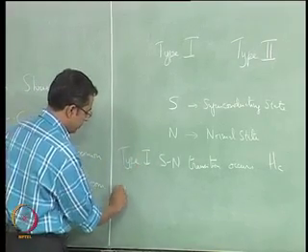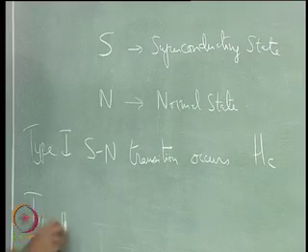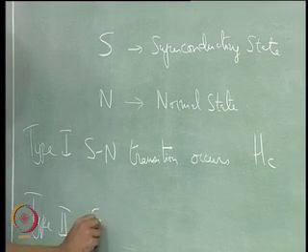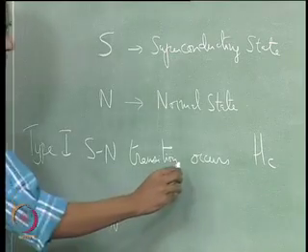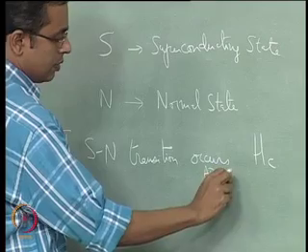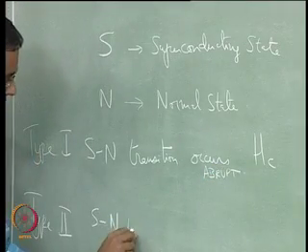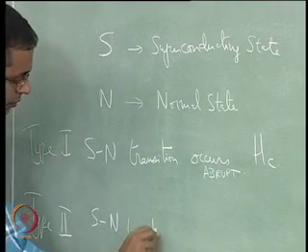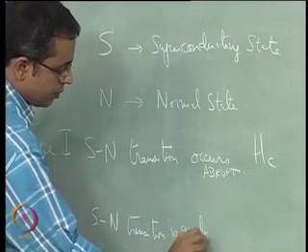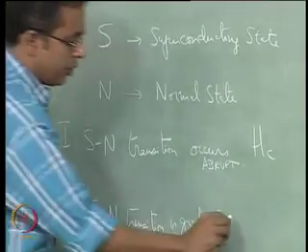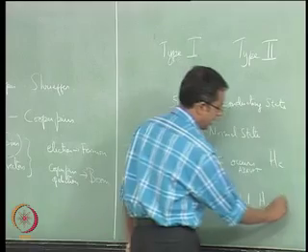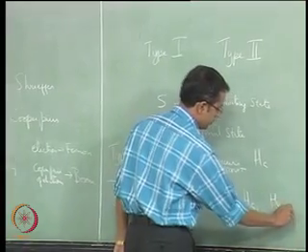For type 2, the transition is gradual, whereas here it occurs abruptly. So you actually have an H subscript C1 and an H subscript C2.